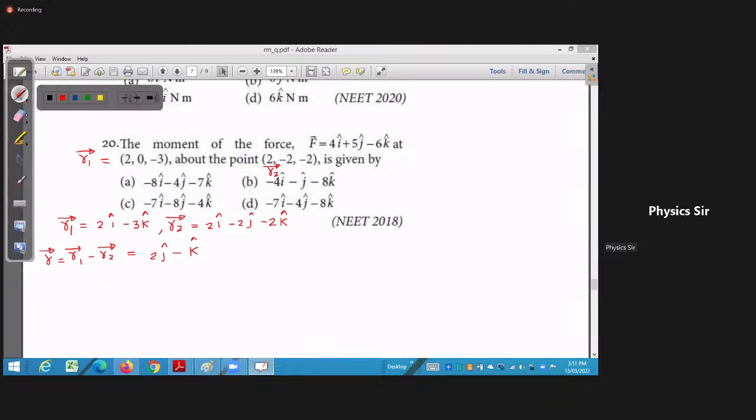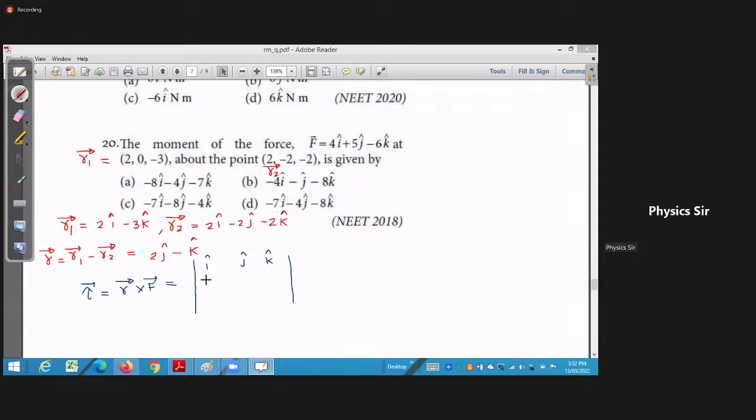Once I've got the vector r, now I can calculate the torque. This torque is vector r cross vector f. So this will be I cap, j cap and k cap. What is I cap? Unit vector along the x-axis. J cap, the unit vector along the y-axis. And k cap, the unit vector along the z-axis. So what is this I cap?